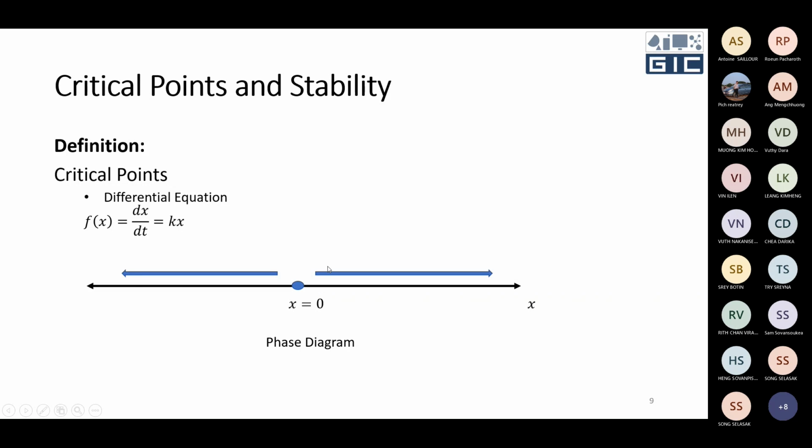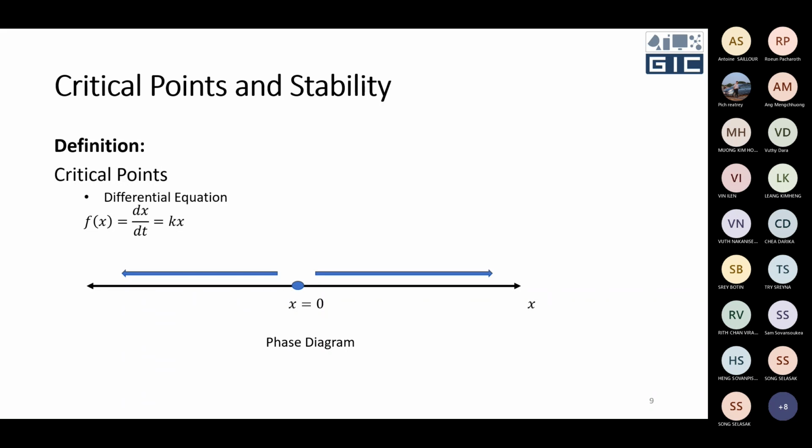And if our value from x equals 0 to infinity makes our equation equal to or greater than 0, it means positive. So we draw the right arrow like this. This kind of arrow diagram we call a phase diagram.